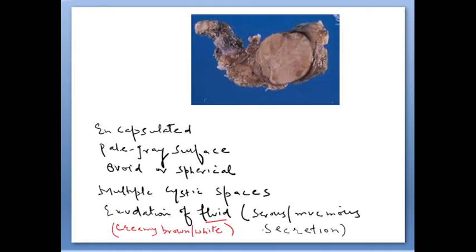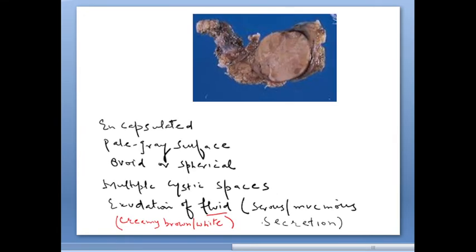Once the tumor is excised, the features are that there is a prominent capsule, the color is pale gray or white, ovoid or spherical. Multiple cystic spaces are seen. Discrete brown or white exudate is seen, mostly serous or mucinous secretion of the parotid.